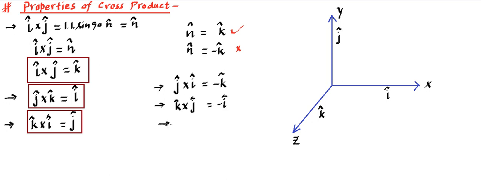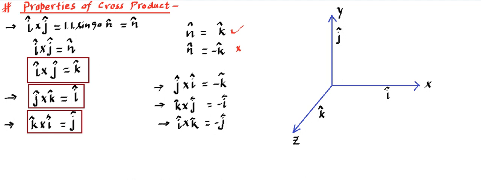And then if somebody asks to find I cross k, so I cross k is going to be equal to minus j cap. For all these results, you just try to use the right hand rule and make yourself comfortable whether you are getting the right directions. You will be able to get the right directions, and if you are able to get the right direction, that means you can find out the direction of the cross product.